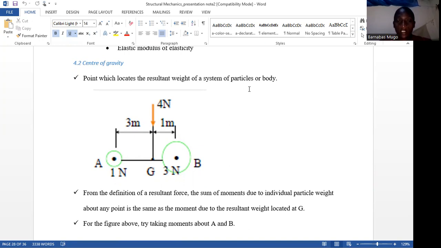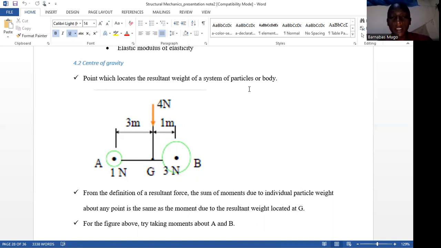And from this definition of the resultant force, we can see that the sum of the moment due to the individual particles' weight about any point is the same as the moment due to the resultant weight located at G, as you can see from the diagram. That is, we have a weight of 1 Newton at A, as you can see from that diagram. We have another weight of 3 Newton at B. And then at G, that is the point whereby we have the resultant weight of 4 Newtons.